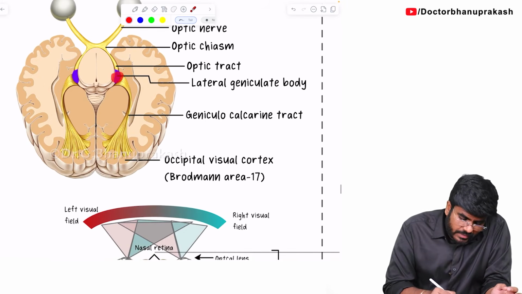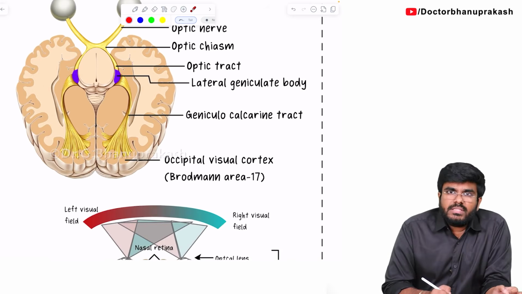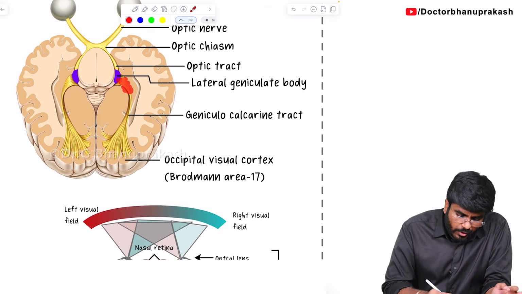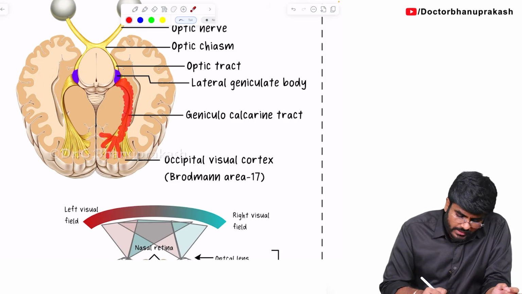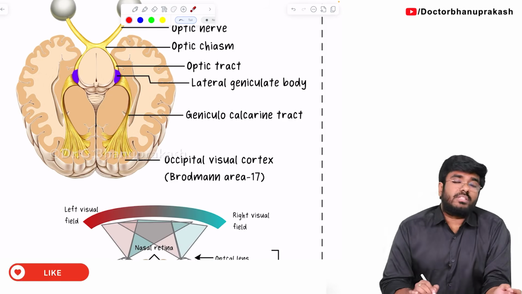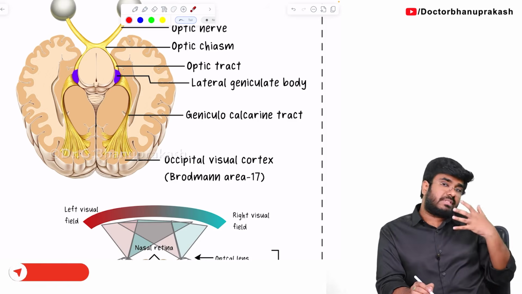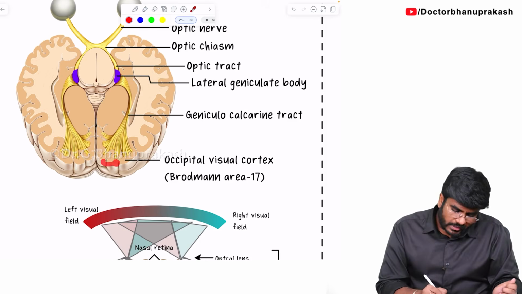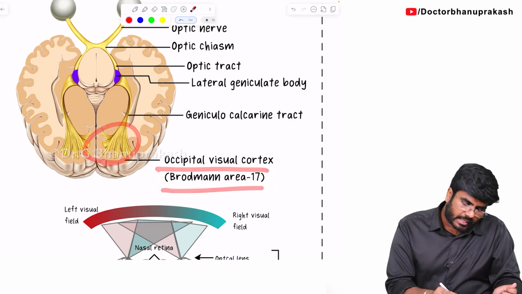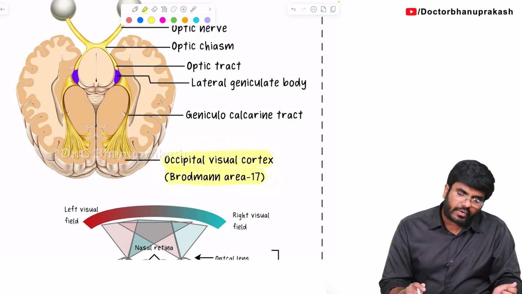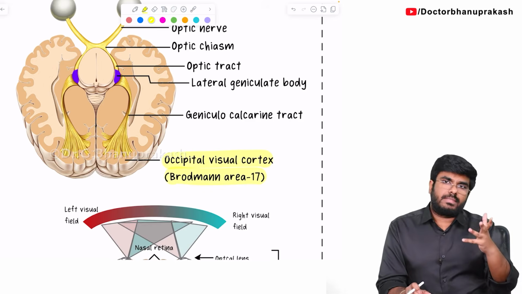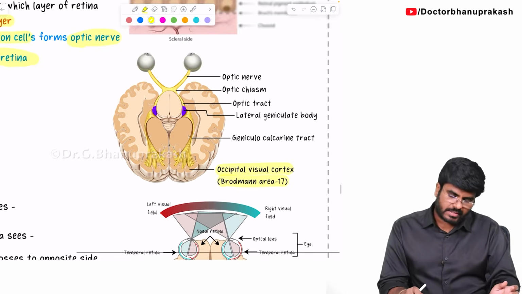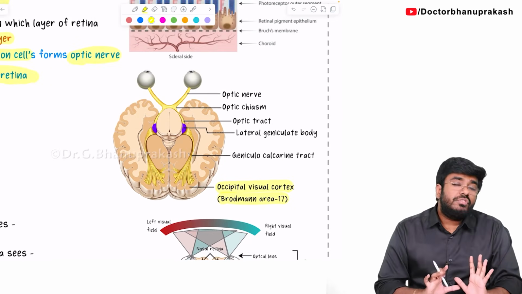Now from here, from the lateral geniculate nucleus of the thalamus, the visual information with the help of this geniculocalcarine tract is going to the cortex. Which cortex? Occipital cortex, because the occipital cortex is a place where we are actually seeing the images, where the images are formed. So in the occipital cortex, that is Brodmann's area number 17. So this is the area where you are finally making the images. Okay, the light is forming the images. So this is the normal visual pathway.